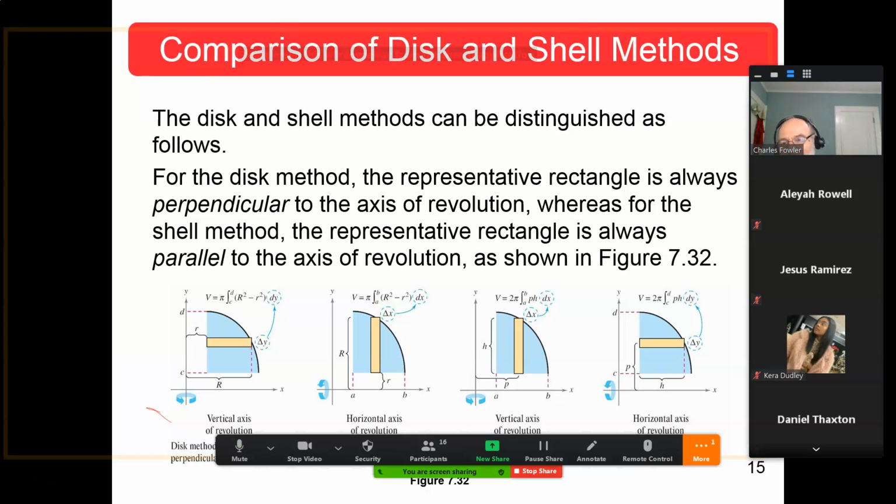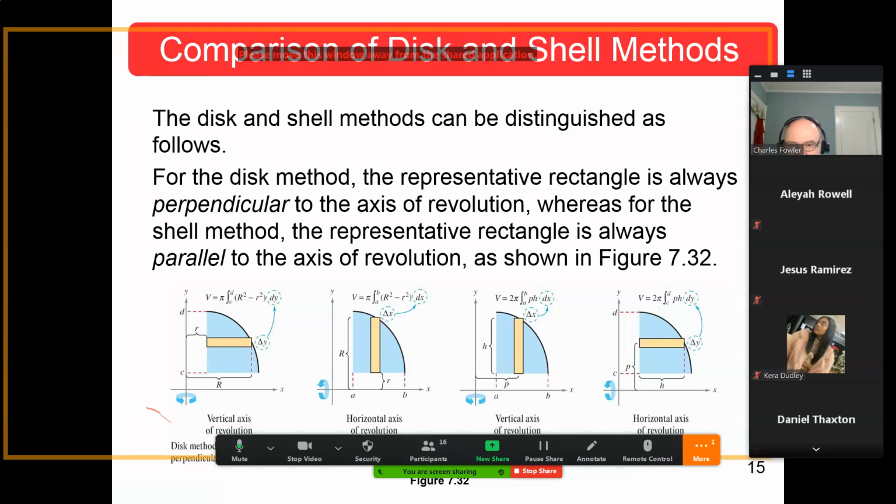Okay. Now, frankly, I guess it's just the way I think. I think the dy's are going up and down. You're going around y, and the dy's are going around there. So that's how I think of it. You're going around the y-axis and you're using dy's. Those are the same. Okay.